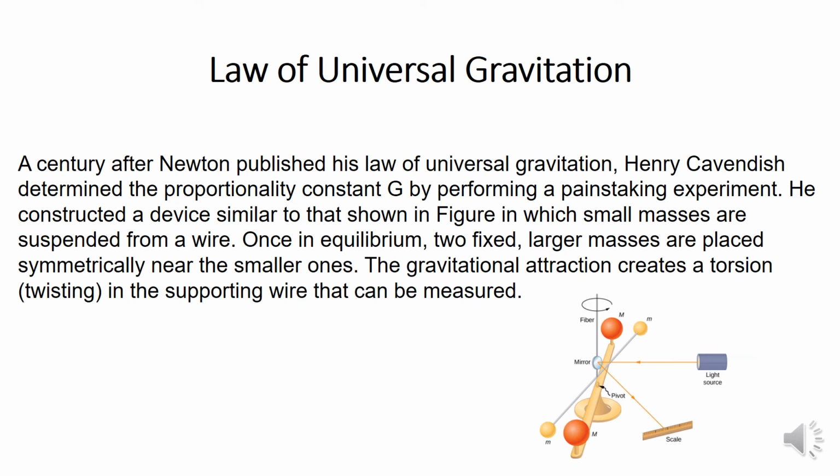A century later, after Newton, Henry Cavendish determined the proportionality constant G by performing a painstaking experiment, and he constructed a device similar to that which is shown here in the figure. Once it is in equilibrium, two fixed large masses are placed symmetrically near the smaller ones, and the gravitational attraction creates a torsion, a twisting in the supporting wire that can be measured.